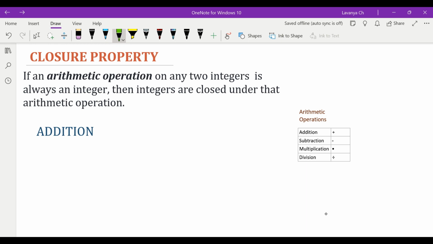Addition. Let us consider adding two integers, one a negative integer, negative 36 plus 12. This results in negative 24 as the sum. So here, while doing the addition operation on two different integers, the resultant value is also an integer, which means the closure property holds for addition of integers.